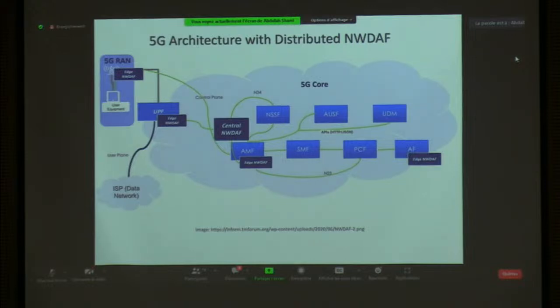And here the diagram just demonstrates the 5G architecture with a distributed NWDAF. This means that we may have an edge NWDAF. Each one of those will be responsible for collecting and communicating data, and those data would basically be communicated to the central NWDAF.